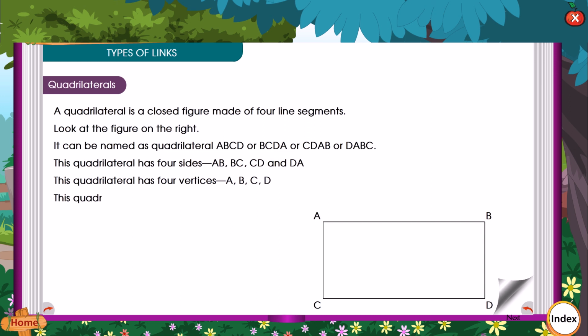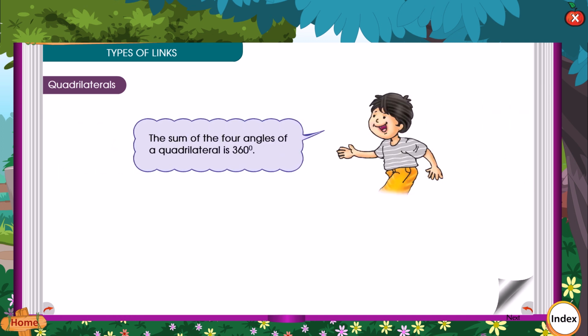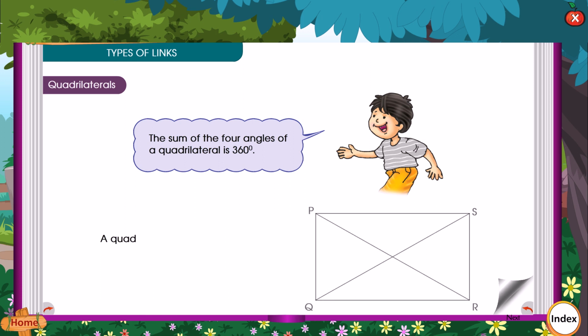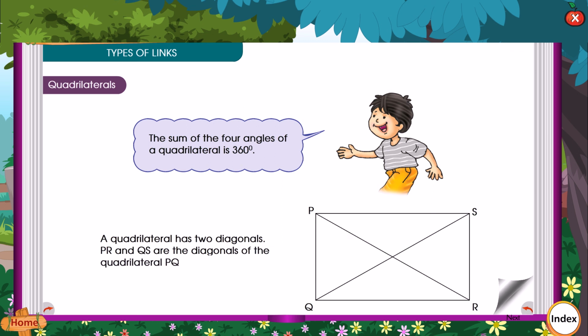This quadrilateral has 4 angles: angle DAB, angle ABC, angle BCD and angle CDA. The sum of the 4 angles of a quadrilateral is 360 degrees. A quadrilateral has 2 diagonals, PR and QS, as the diagonals of the quadrilateral PQRS.